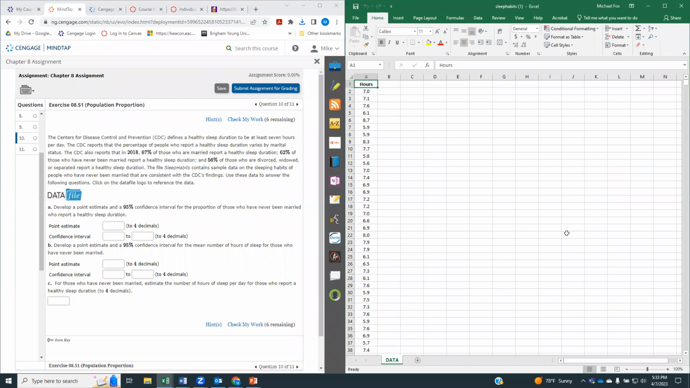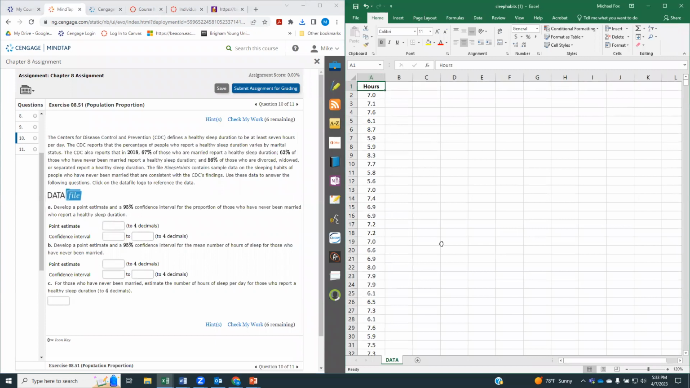So the problem with this, if I'm remembering this problem right, is that this data set's huge, like over 6,000, maybe 7,000 data points, which is cool, but also makes it kind of a pain for us. The first thing it wants us to do is develop a point estimate and a 95% confidence interval for the proportion of those who have never been married who report a healthy sleep duration. Remember, all of this data is people who've never been married. So what we have to do is just get a count.